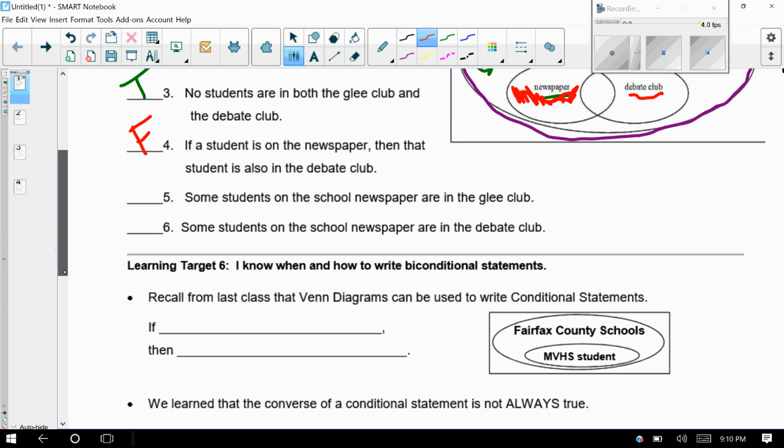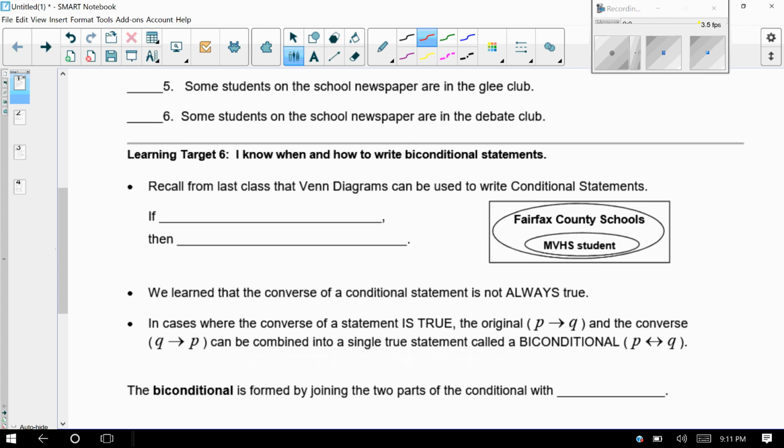You have 2 left. All right, number 6, target 6. I know when and how to write a biconditional statement. So we learned about Venn diagrams a little bit, conditional statements. We can use this Venn diagram to write a conditional statement. Remember, after the if, that is the smaller circle. So after the if, we're going to say, I am an MVHS student. And then after the then, that is going to be the bigger circle. The smaller one has to be inside the bigger one.